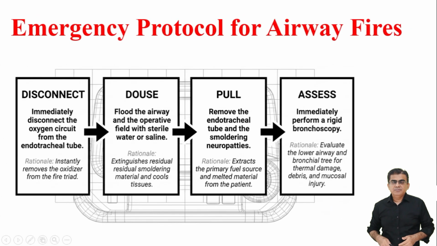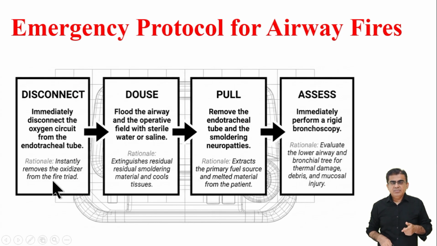Despite our best efforts and strict safety protocols, an airway fire can still happen. If this terrifying event occurs, you must instantly follow the strict fire management directive on your screen. There is absolutely no time for confusion or hesitation. Look at the first step. You must instantly disconnect the oxygen circuit directly from the endotracheal tube. This immediately removes the oxygen oxidizer from the deadly fire triangle.